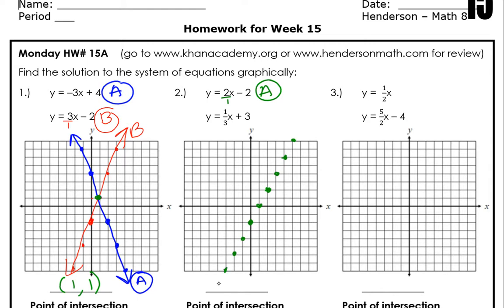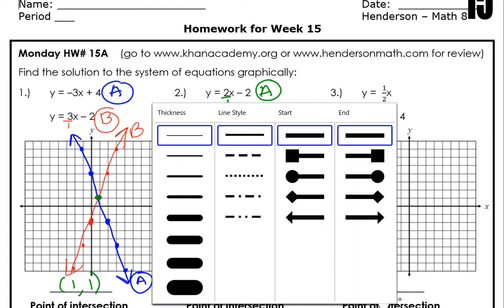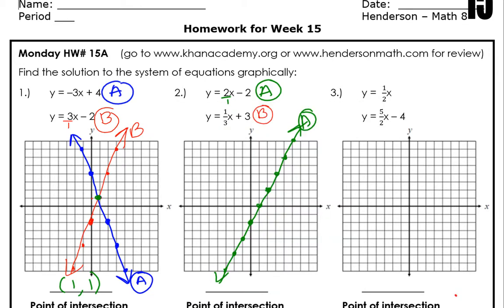Now you should use a ruler when you connect your points, and don't forget to always label it. So I'm taking a little shortcut by labeling them with letters instead of their actual formulas. All right, letter B. Let me make this a little bit thicker so it's easier for me to graph. Okay, start at the y-intercept, which is 3. And then my rate of change, my slope, is rise 1, run 3. Up 1 over 3.